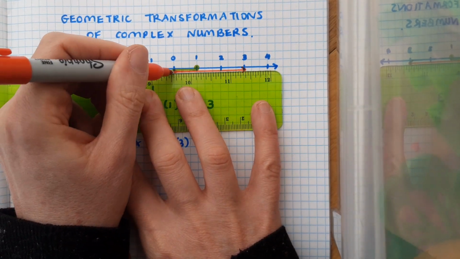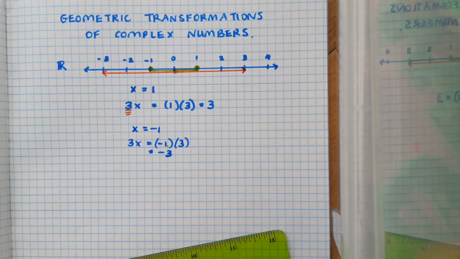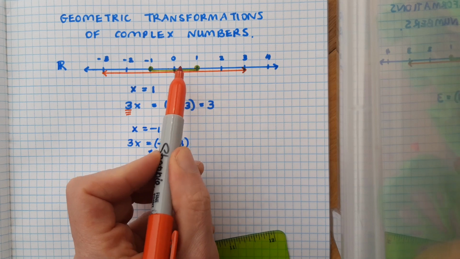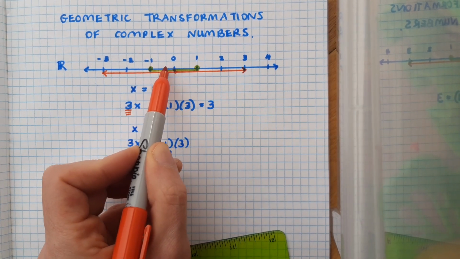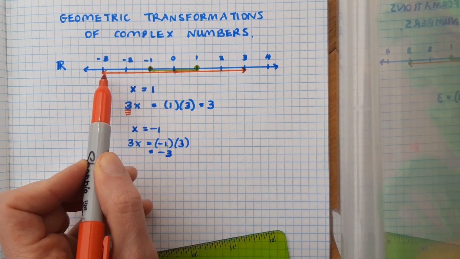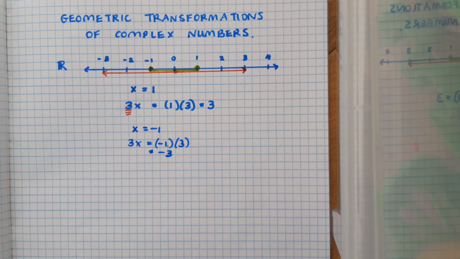But notice that in each case here, direction has been preserved. So when I was multiplying 1 by 3, I kept going out in the same direction, the positive direction. When I was multiplying -1 by 3, I kept going in the negative direction. So we'll see that happening as well when we're dealing with complex numbers in a moment.